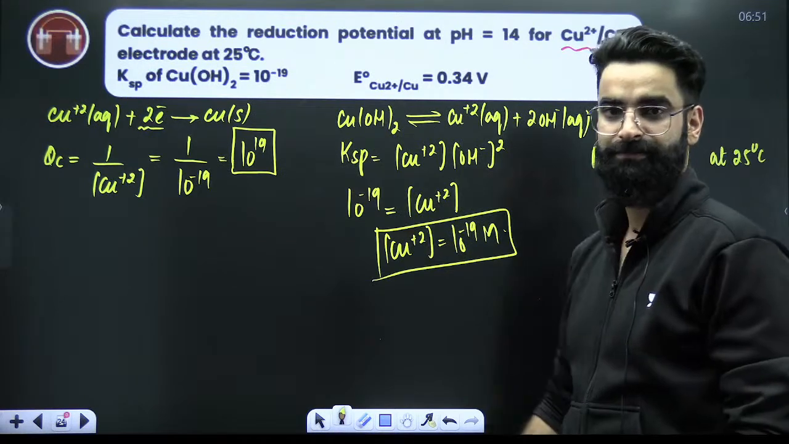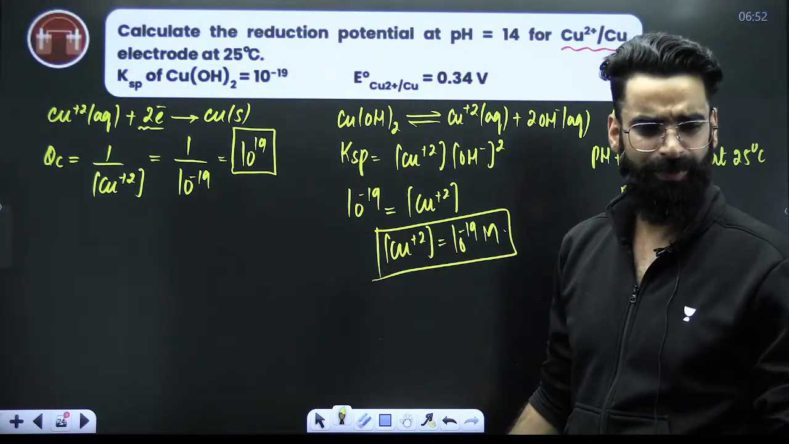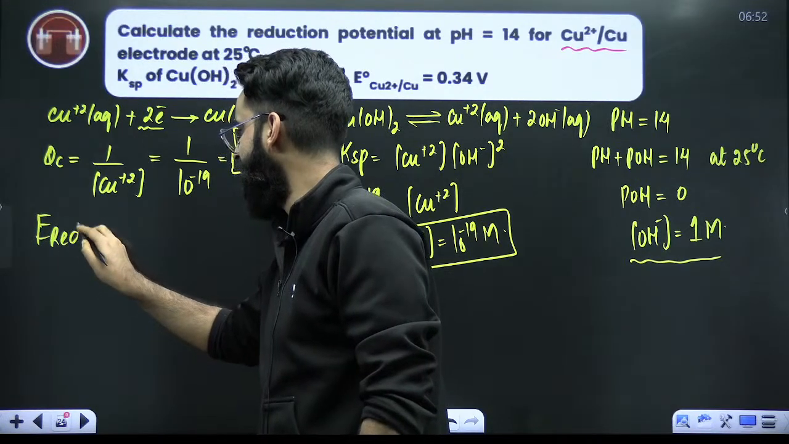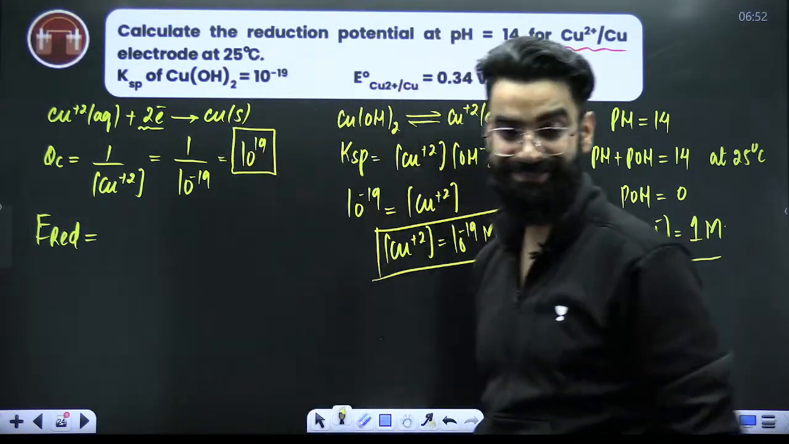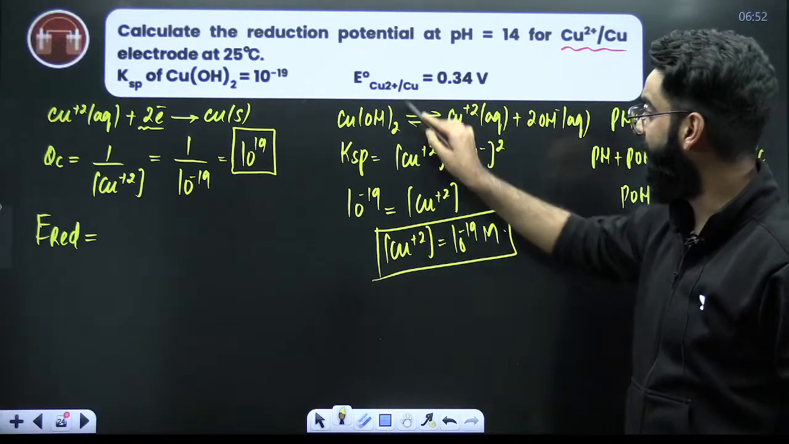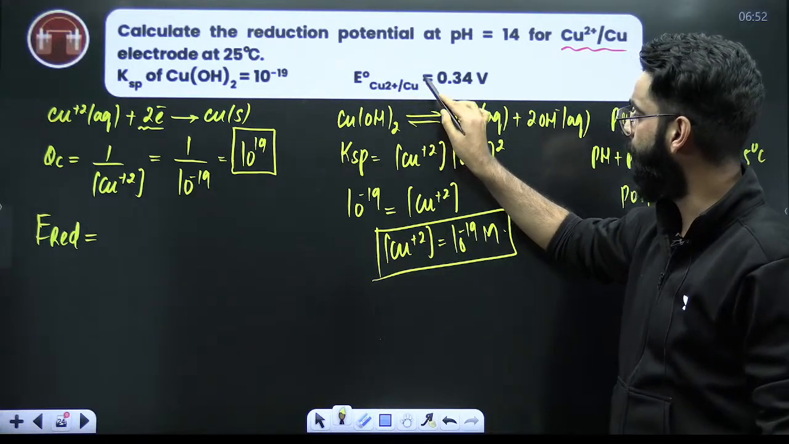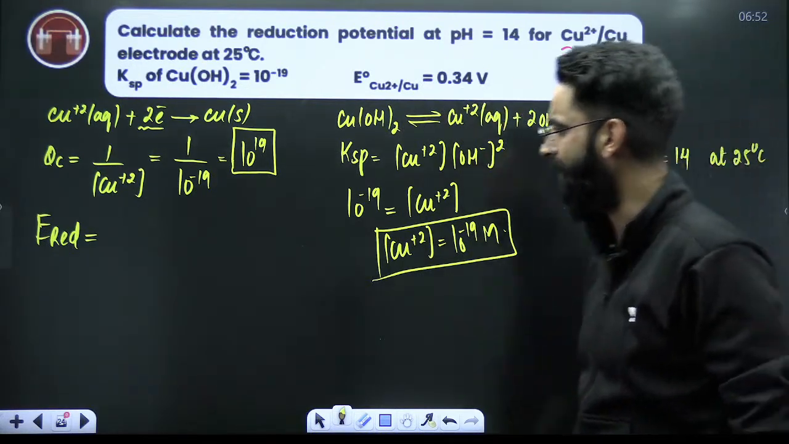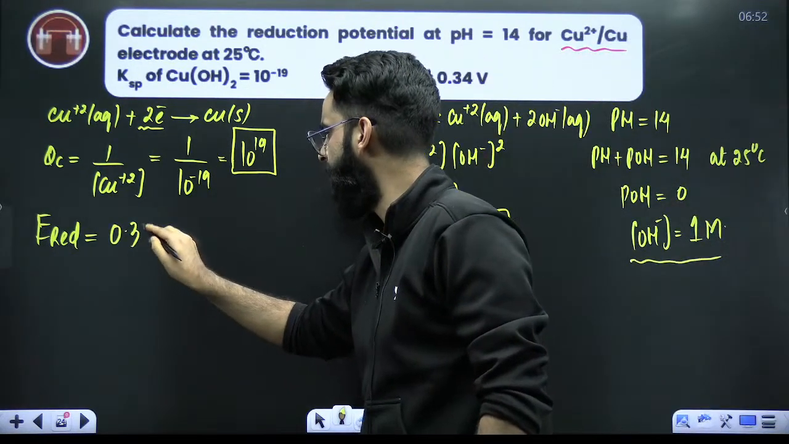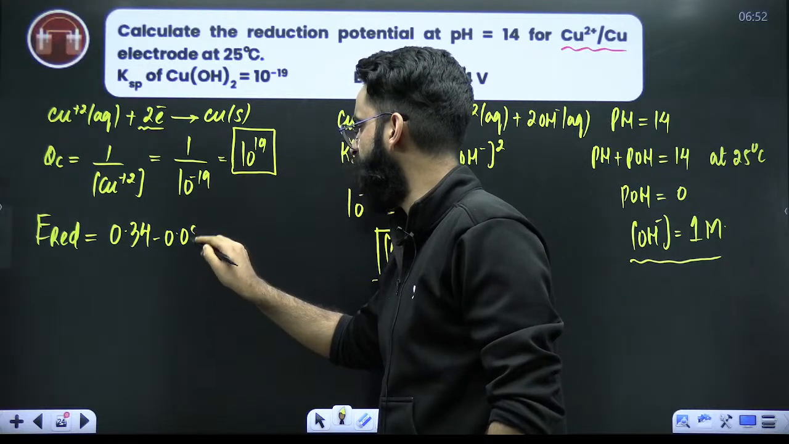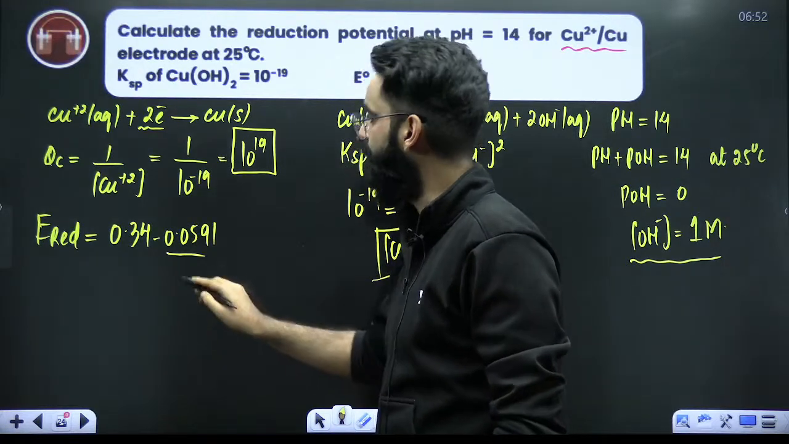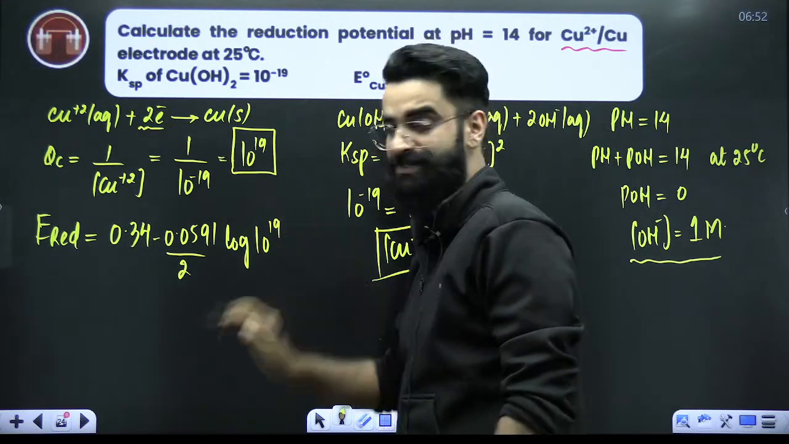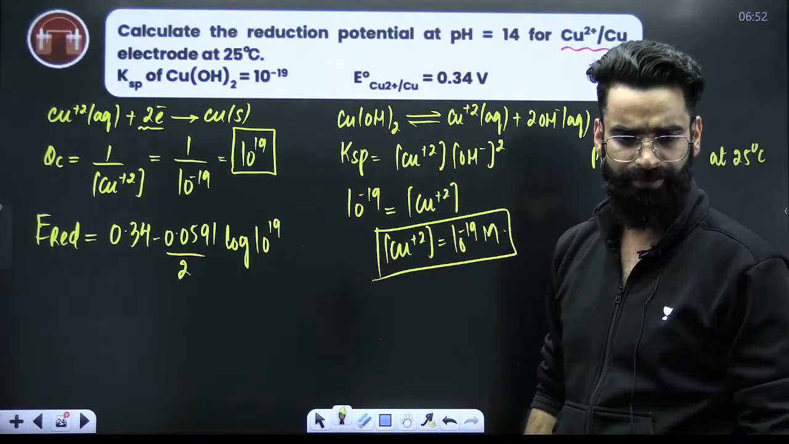Since you calculated Qc, you have the n value. What are we supposed to calculate? We are supposed to calculate the reduction potential. Use the Nernst equation. E red is equal to E naught red, the standard reduction potential. Look at this particular value: plus 2 to 0. Decrease means reduction, so this is the SRP only, right? So 0.34 minus 0.0591 divided by the n value, n value is 2, times log of Qc. And Qc, you already know, is 10 raised to the power 19, right?